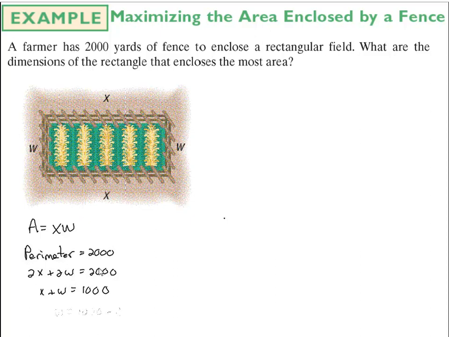And I chose to solve for x. So I divided everything by 2, and then I decided to solve for w, apologize. And so there's my w equals 1,000 minus x. So what I'm going to do then is substitute the w equals 1,000 minus x into my equation. So my area now is one variable. My area is a function of this length dimension x.